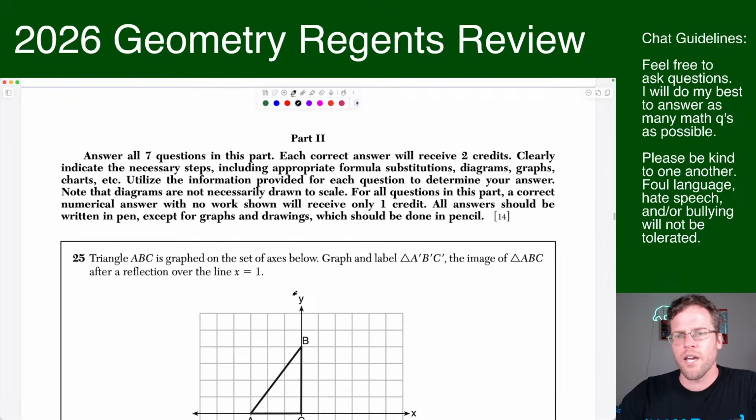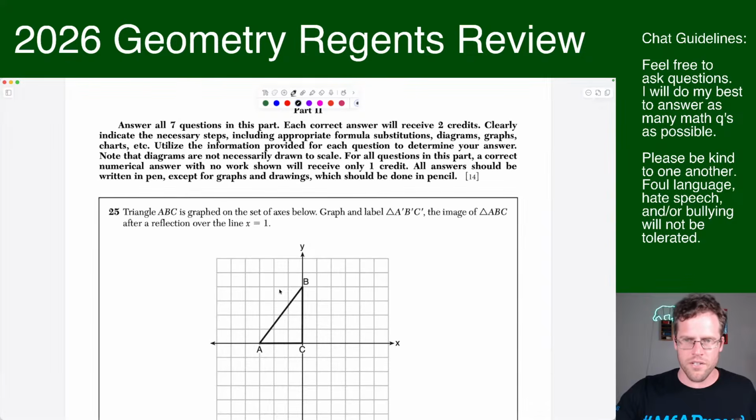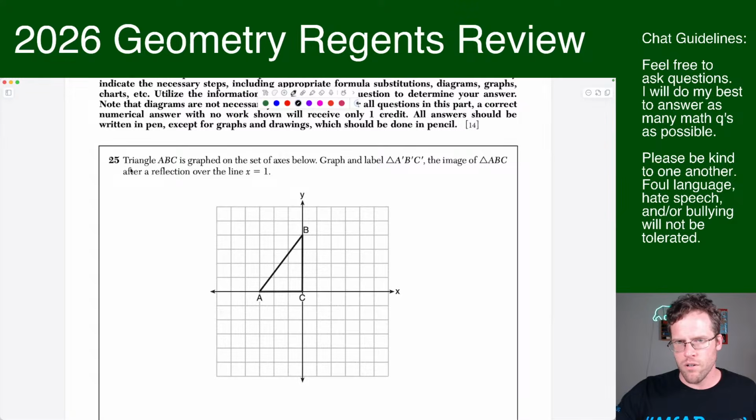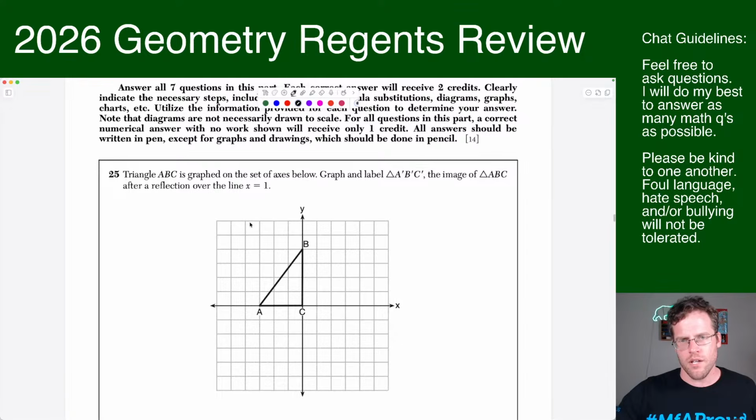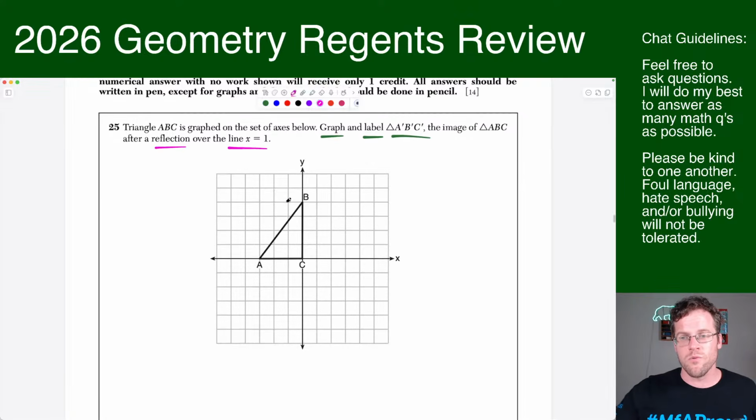But yeah, part 2. Yay, we're out of the multiple choice. Oh yeah, 2 points, 4 points, 6 points. That's how it goes. All right. So here, triangle ABC is graphed on the set of axes below. We have to graph and label triangle A prime, B prime, C prime, the image after a reflection over the line x equals 1.